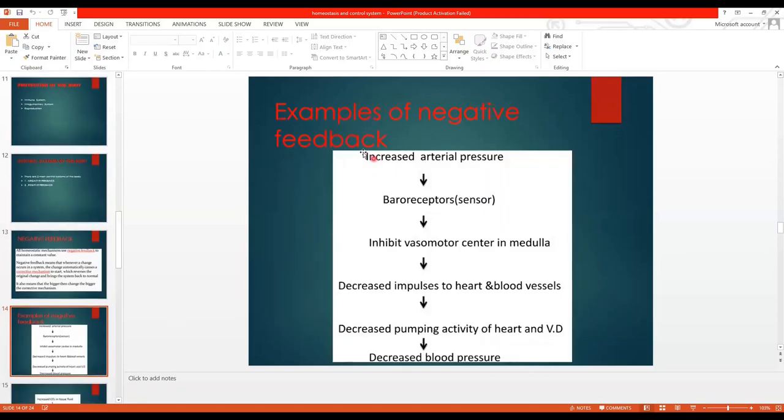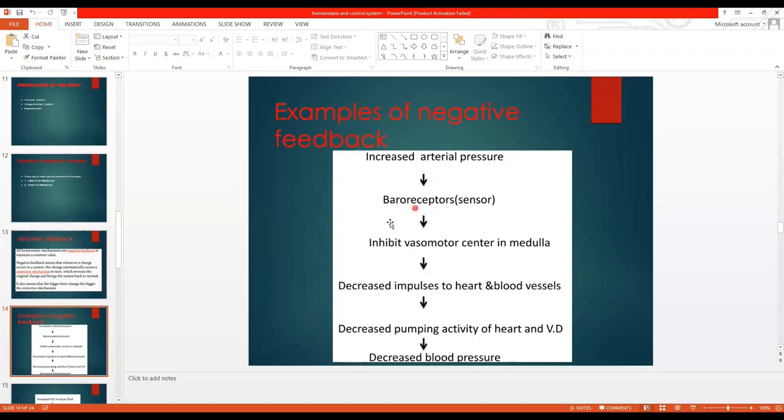So, an example of negative feedback. Now see, this is an example, okay? There is an increase in the arterial pressure, that is the blood pressure. Whenever there is an increase in the arterial pressure, then the baroreceptors, these are the sensors, these are pressure sensitive receptors which are present in the blood vessel. So whenever there is an increased arterial pressure, this pressure activates the baroreceptors.